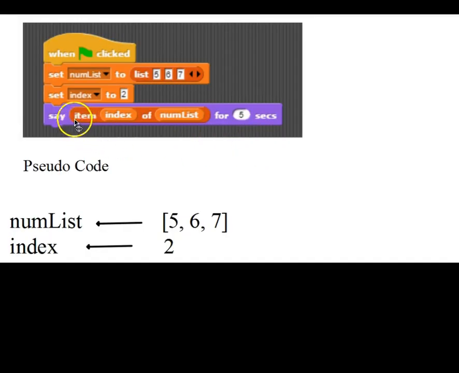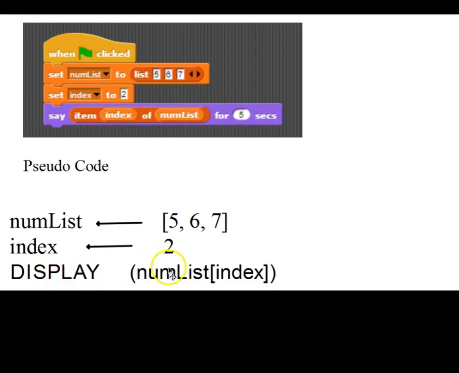So in our case, we want to say item index of numList, so numList would be the list name. So we're going to display numList, and index represents our I. So we're going to say numList index. Now remember, index has an assigned value of 2, so that index really means 2 in this particular program. And numList is this list right here. And what's at spot 2 or index 2? Well, this is 1, this is 2. The thing that's at spot 2 is 6. So really what we would do is we would be displaying 6. And that's the pseudocode of what this particular block does.